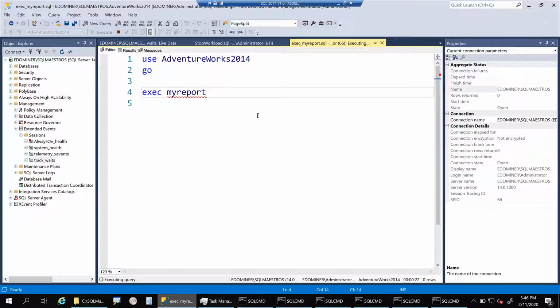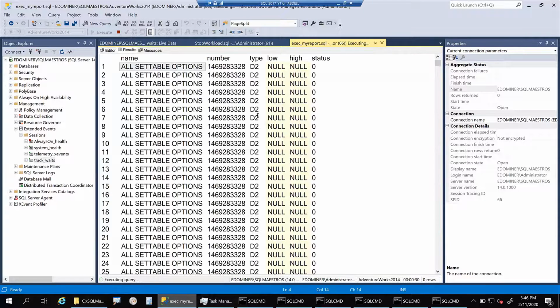Can 2016 SSMS connect to a 2012 server and show the info? Good question. Yes, 2016 SSMS can connect to 2012 and show that info. You can try doing that. Okay, what are the other questions? Is someone using the Q&A?